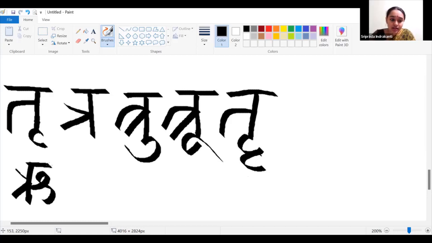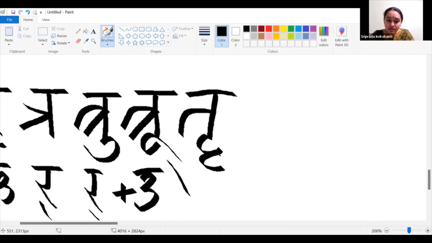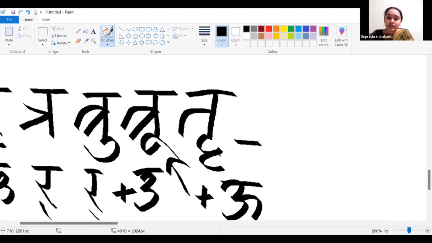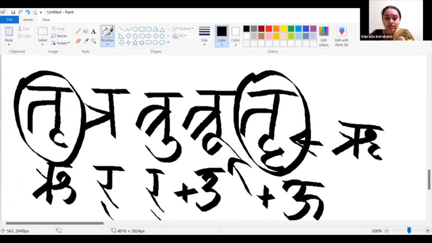The next one is ta plus ra. The next is ta plus ra plus u. And this one is the same plus u, the long u. This is the long ru. R. So this is a gunitakshara. This is a gunitakshara. The rest can be considered sanyuktaksharas.